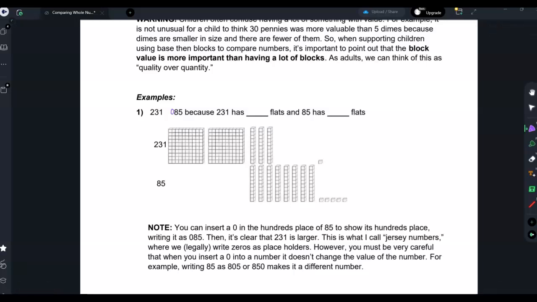So 231 has 2 flats, right? Versus 85 has none, has 0 flats. So I don't even need to compare the rods and the units because I already know that 231 is the bigger number because it has more flats. So I would put a greater than symbol there.